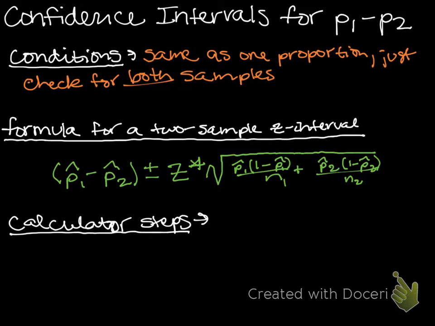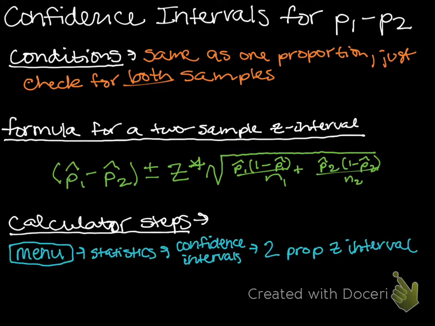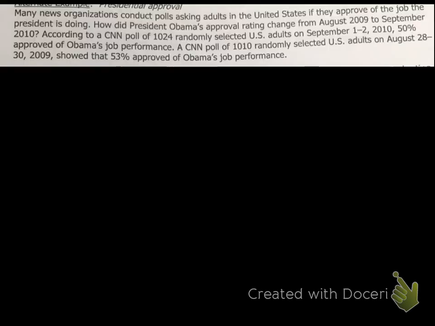The calculator steps. How do we do this in the calculator? Because we don't want to have to remember that formula, and we certainly don't want to have to write it out and substitute all the numbers in there. So on the calculator, we go menu, statistics, that should be familiar by now. Menu, statistics, confidence intervals, and we're going to choose 2 prop Z interval because we're doing a 2 sample proportion. All right, let's do an example.